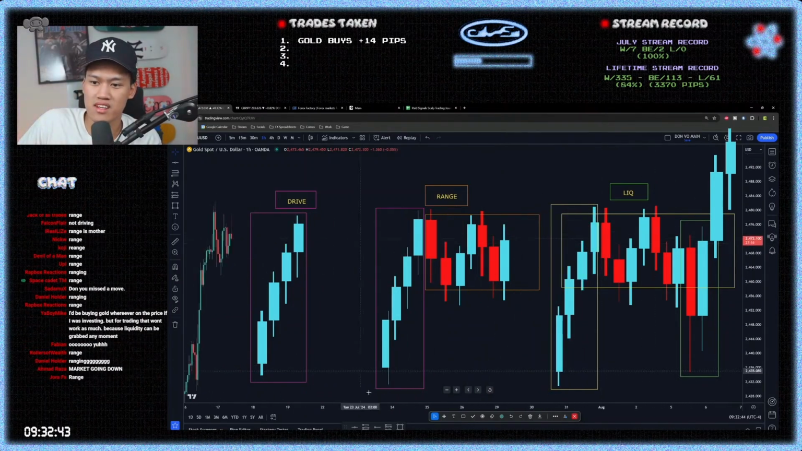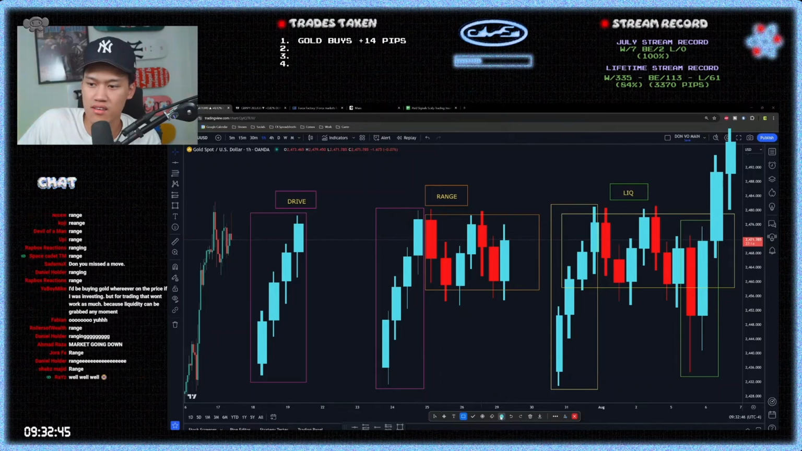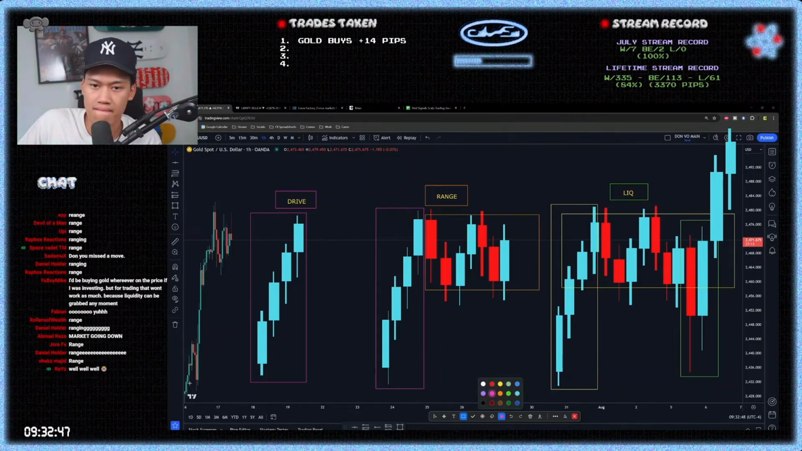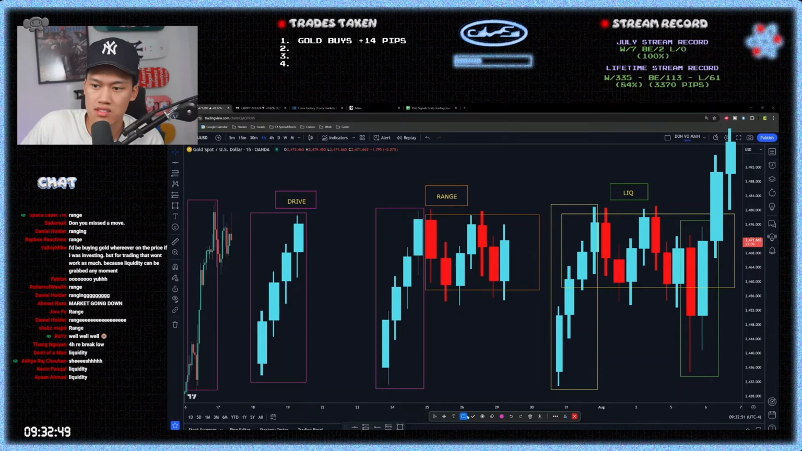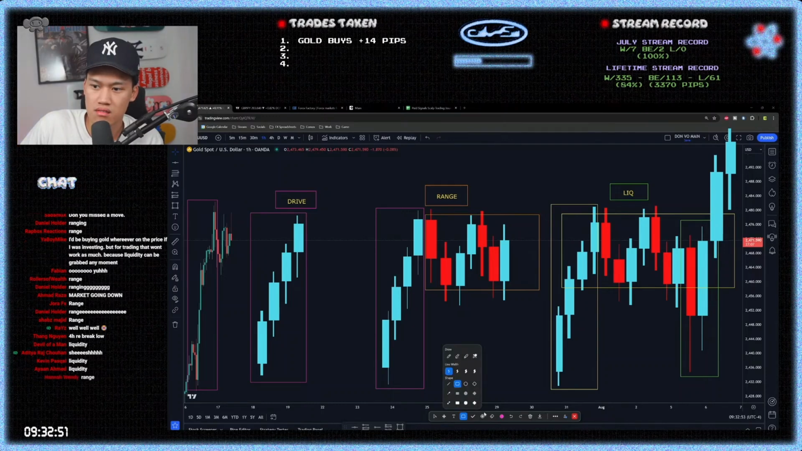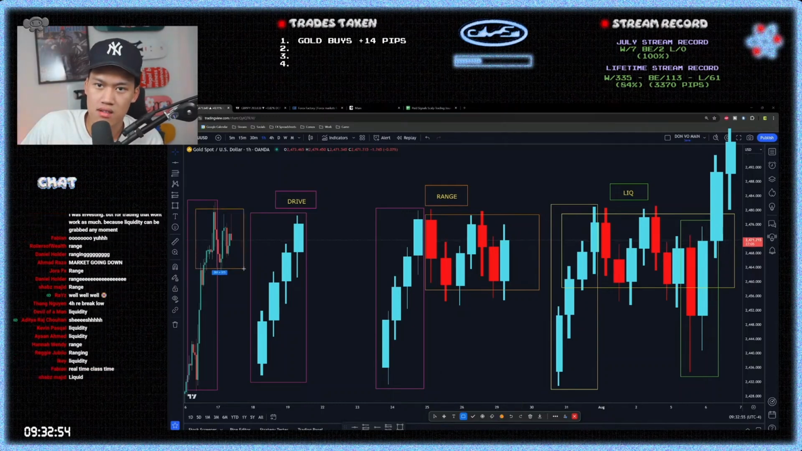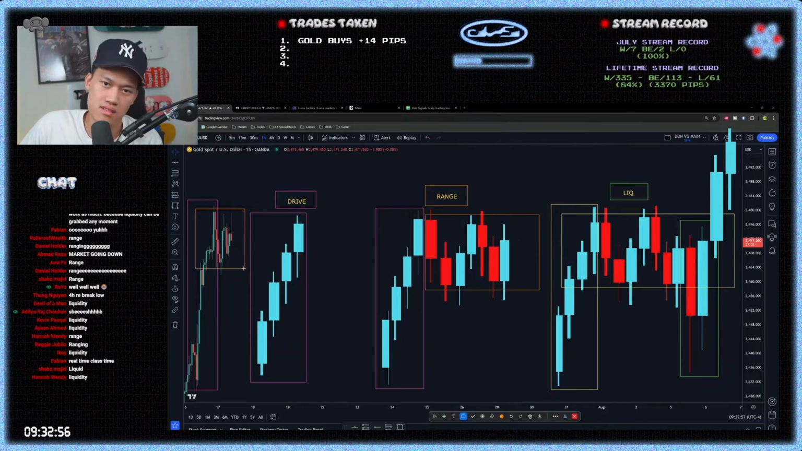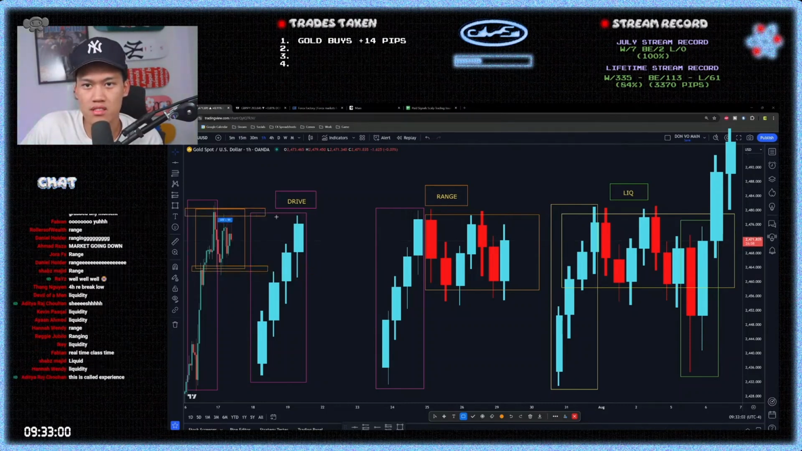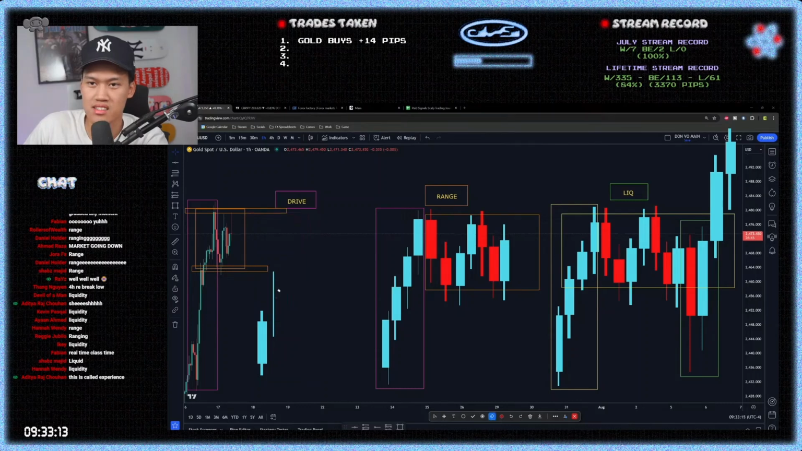So you have this. This is your drive. Right here, this is your range. Right here, what's next? Liquidity. So this is your support, this is your resistance. Whenever price comes down towards these ranges, which it likely would, once you see that, you would know what to do next. So now I can delete this, chat. You guys don't need to see this no more, right?